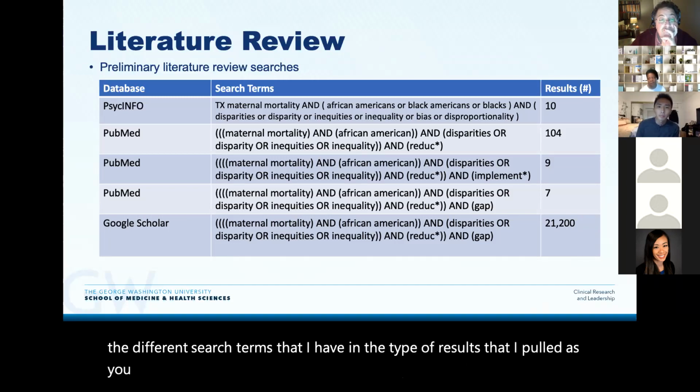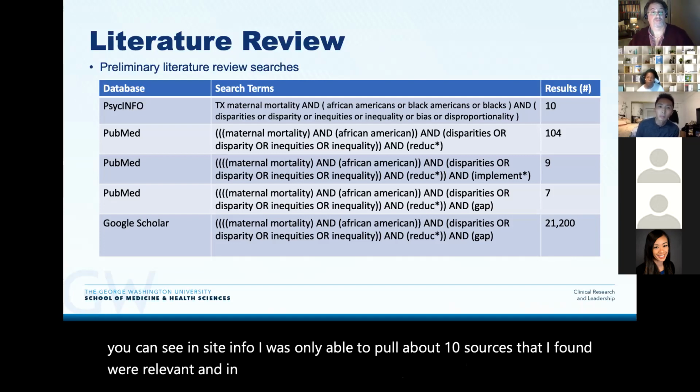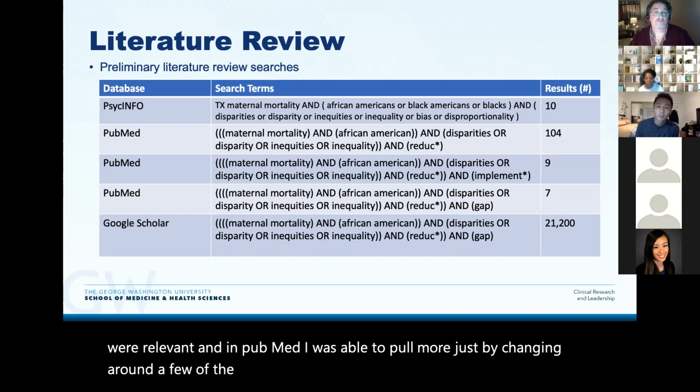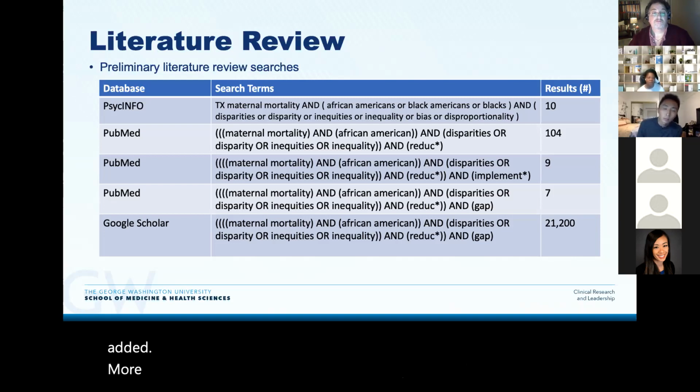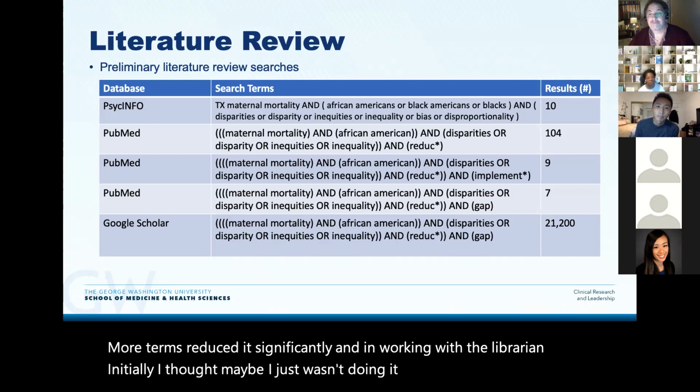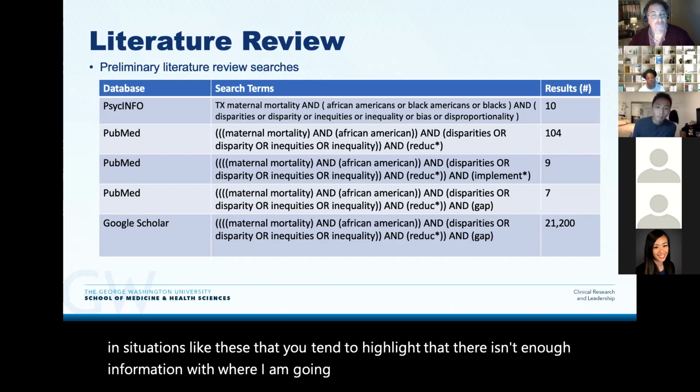As you can see in PsycInfo, I was only able to pull about 10 sources that I found were relevant. And in PubMed, I was able to pull more just by changing around a few of the terminology. But as you could see, when I added more terms, it reduced it significantly. In working with the librarian, initially I thought maybe I just wasn't doing it right. But she confirmed that in situations like these, they tend to highlight that there isn't enough information with where I am going. So I could most likely try to change it or stick to it.